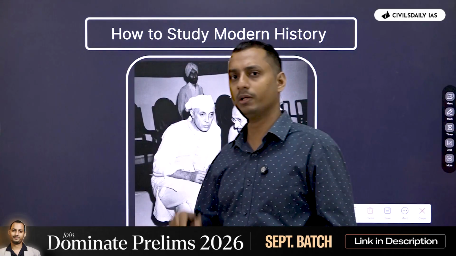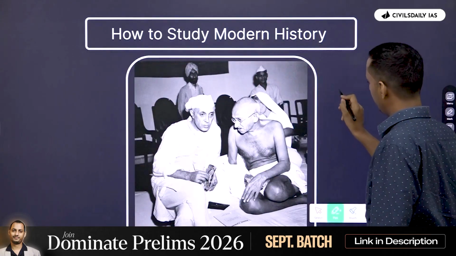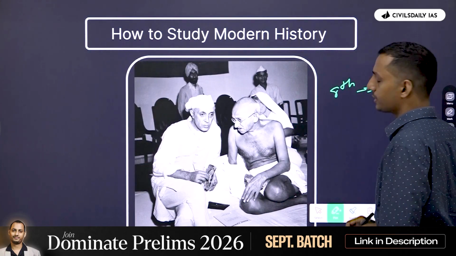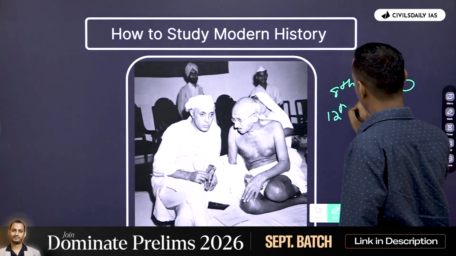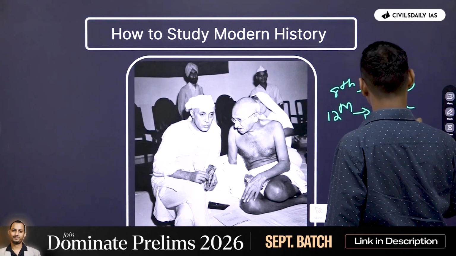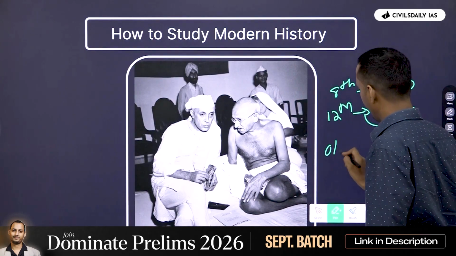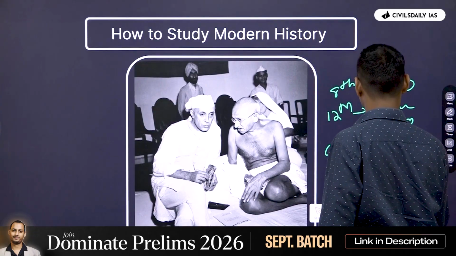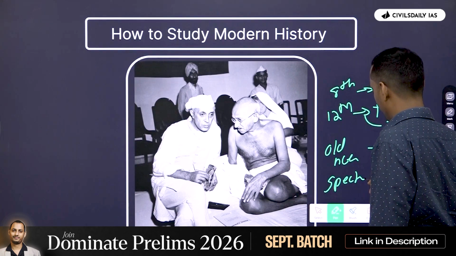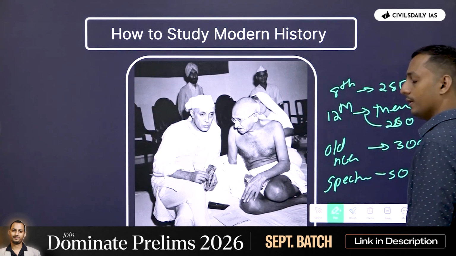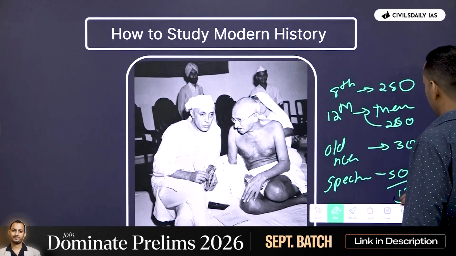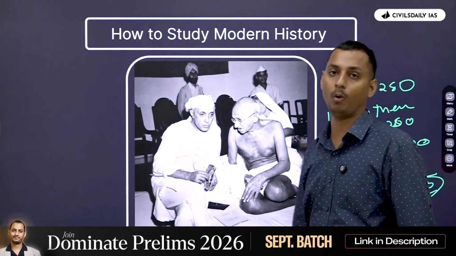Because when you actually look at the sources, firstly you have the 8th standard NCERT, which has more than 250 pages. Then you have the 12th standard new book with respect to themes, which has more than 250 pages. Then you have the old NCERT by Bipan Chandra, which has more than 300 pages. And also you have Spectrum by Rajiv Ahir, which has more than 500 pages. If you total the same, you'll understand that there are more than 1,300 pages with respect to modern history.